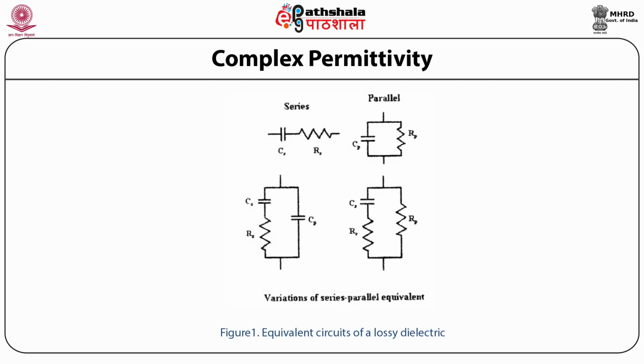Parallel equivalent circuit. A capacitance Cp in parallel with a resistance Rp may also be used as an equivalent circuit, as shown in figure 1. Here we have two circuits, one in series, another in parallel. In series, both Cs and Rs are interconnected, whereas in the parallel case, both are connected across the two terminals or the two ends of the circuit.